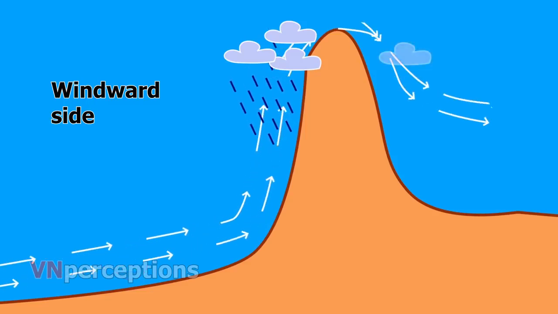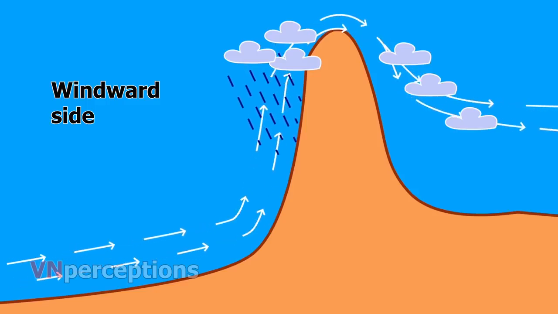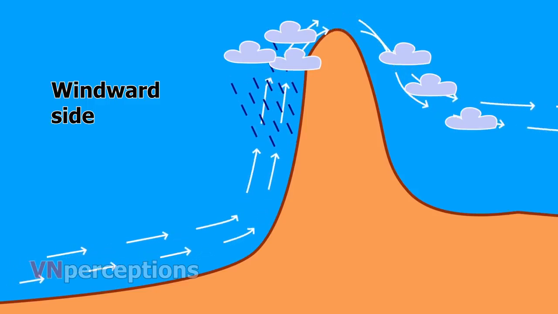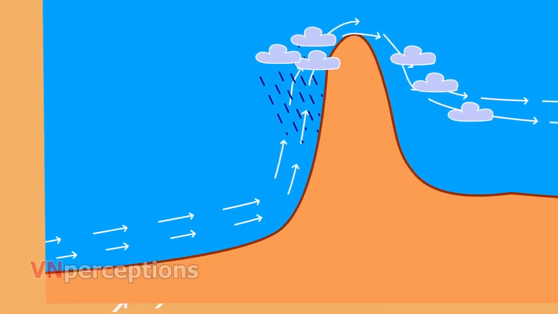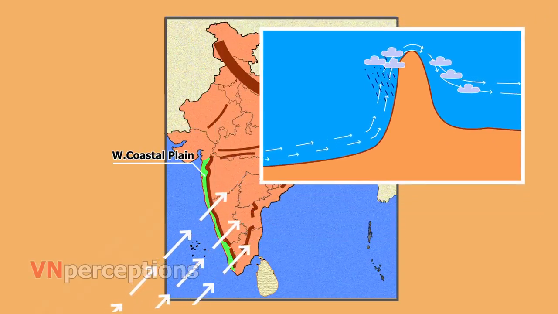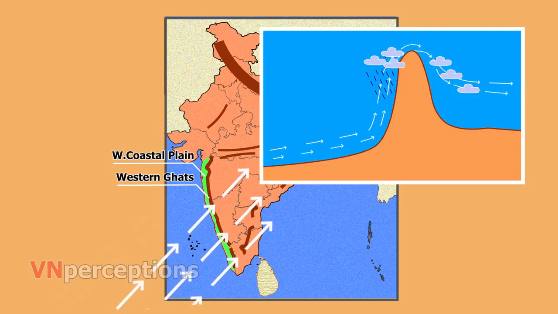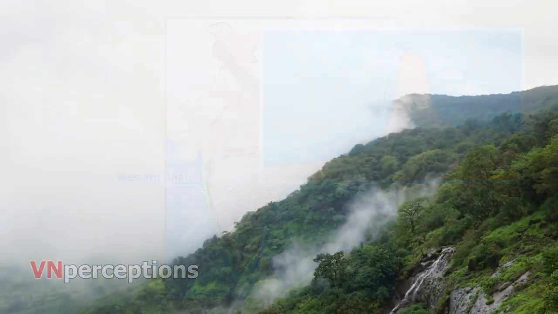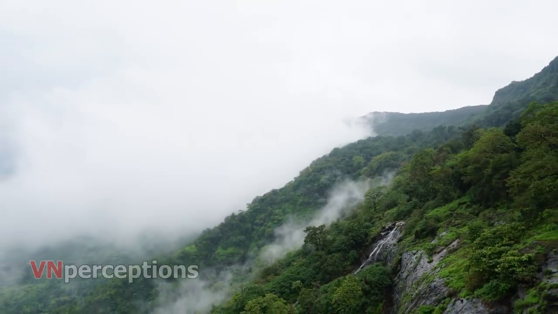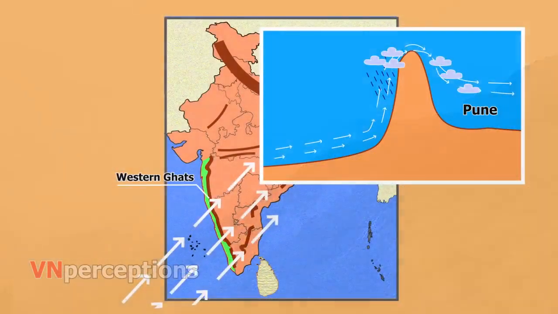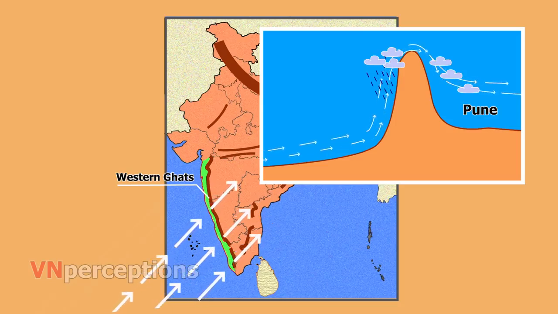When the clouds cross the Ghats, they descend. Their ability to absorb moisture increases. So they give very little rain on the other side, that is on the rain shadow regions. So there is heavy rainfall on the western coastal plains and the western side of the Western Ghats. In the Western Ghats, we have Mahabaleshwar at higher altitudes, where the rainfall is 675 centimeters. Whereas Pune, which lies on the rain shadow region, receives only 70 centimeters of rainfall.